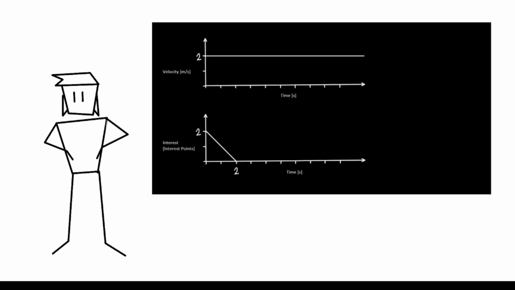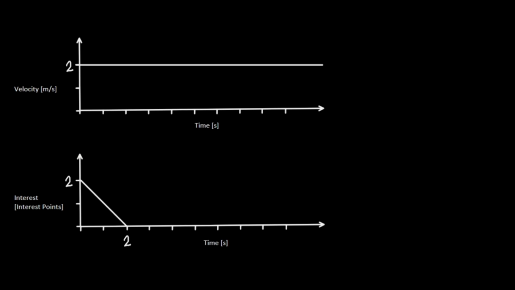Okay, so first of all, let's take a look at the graph of the car's velocity against time. On the x-axis, we have time in seconds, and on the y-axis, we have velocity in meters per second. The car drove by, as we've seen, at a constant speed, meaning the velocity did not change, and therefore the rate of change of velocity was zero.